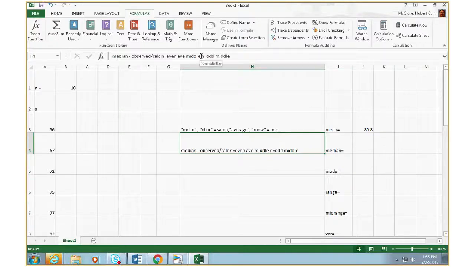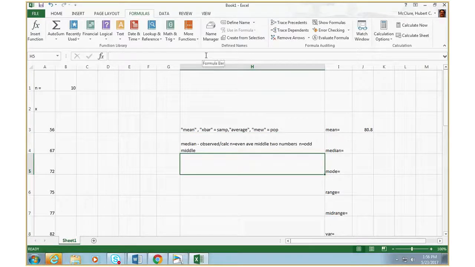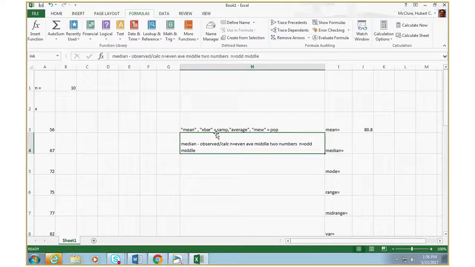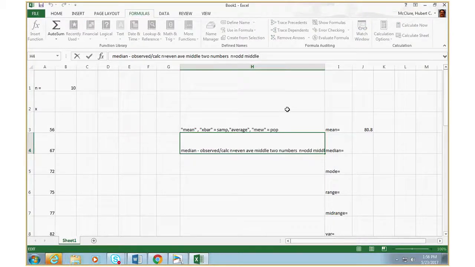Middle two numbers. It was odd. It's not wrapping. Why isn't it wrapping? We'll be able to see that without there. No, it's doing it right after it returned. So it automatically wrapped. There's something else you need to know here. Median is also the 50th percentile and second quartile.